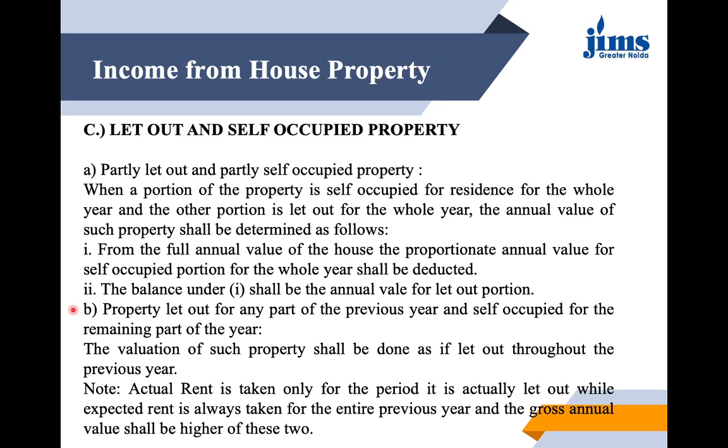If the property is let out for any part of the previous year and self-occupied for the remaining part of the year, the valuation of such property shall be done as if it is let out for the whole previous year. Actual rent is taken only for the period it is actually let out, while expected rent is always taken for the entire previous year, and the gross annual value shall be the higher of these two values which are given to us.